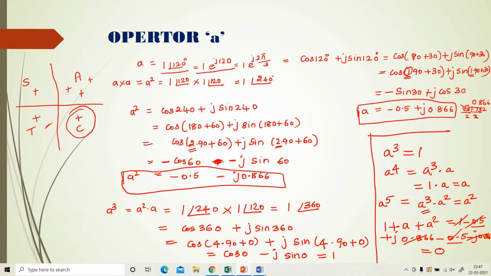So another relation we got here: 1 plus a plus a square equal to 0. Then a cube equal to 1. Then a power 4 equal to a, and a power 5 equal to a square. These relations we got from the operator a.